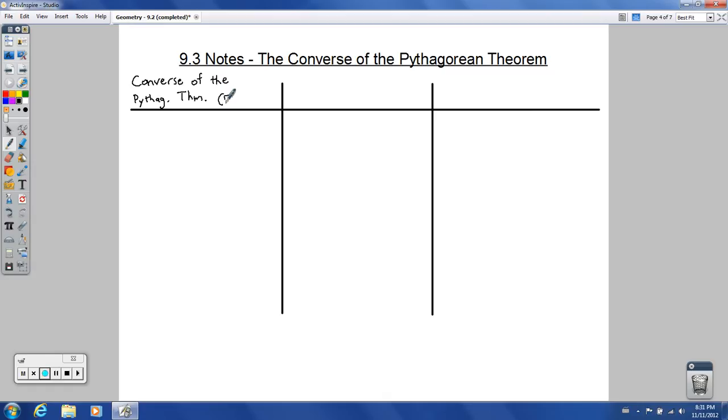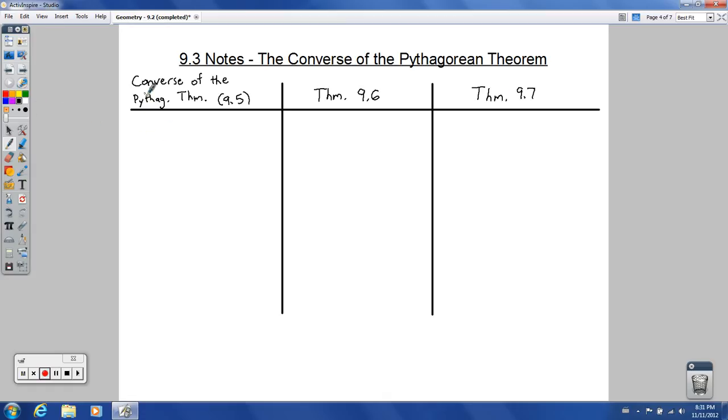And this is theorem 9.5. Here we're going to put theorem 9.6. This one doesn't have a special name. And here we're going to put theorem 9.7.